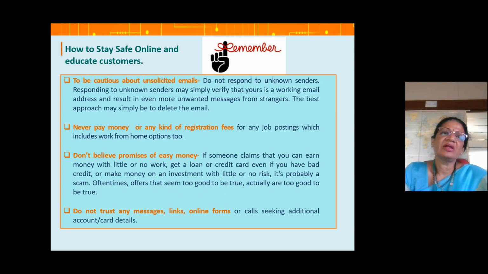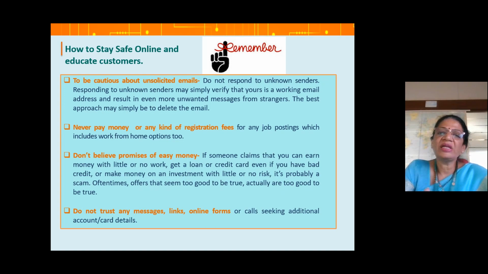How to be safe online and educate customers. It is our prime duty to educate our customers to be cautious about unsolicited mails. Please check the email address whenever you reply to any email. Do not respond to unknown senders. Responding to unknown senders may simply verify that yours is a working email address and result in even more unwanted messages from strangers. The best approach may simply be to delete the email.